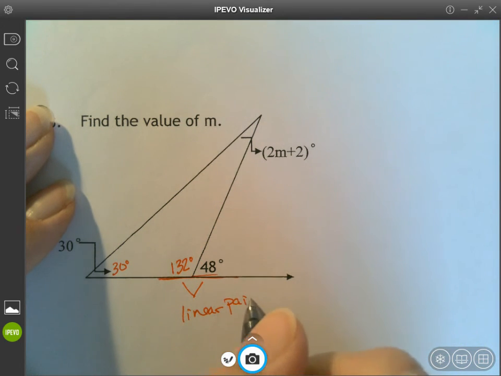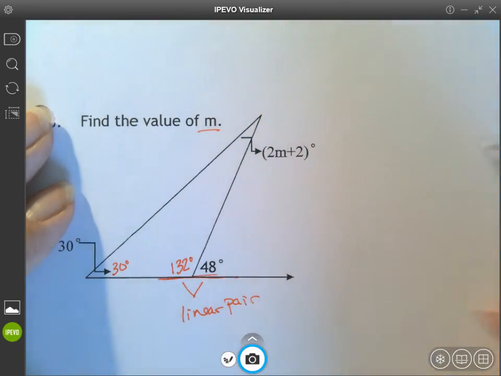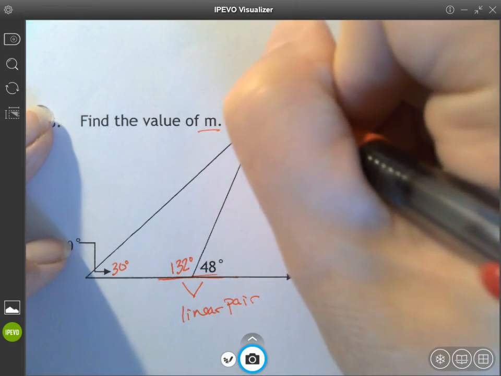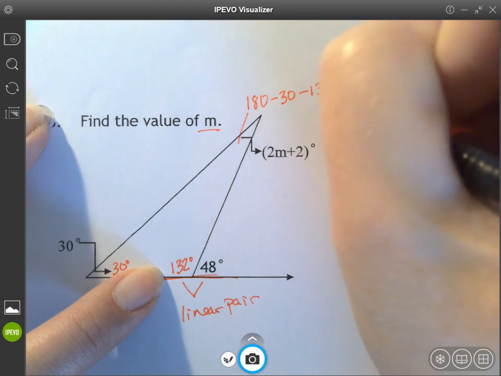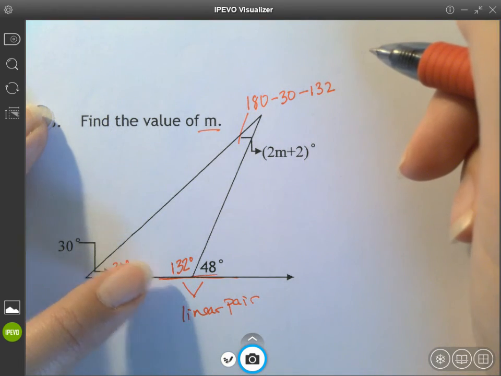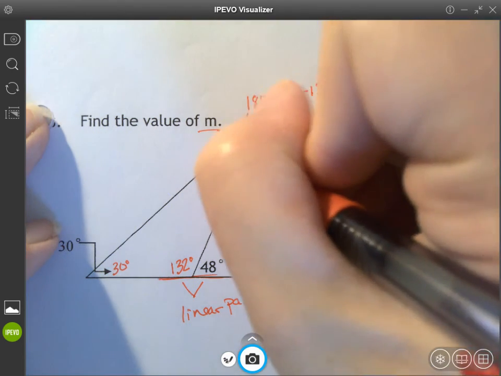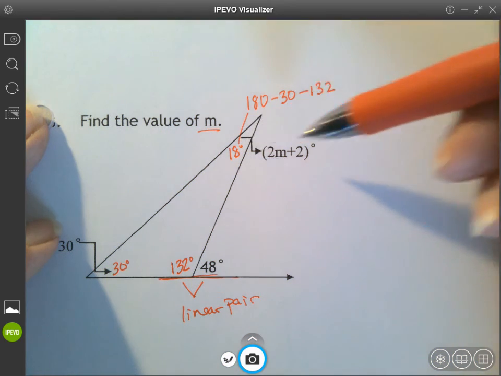Okay, so I don't know M yet, but I do know what the angle is. So look at this. I know to find the angle measure, I would take 180 minus 30 minus 132. And you said I get what? 18. Are you sure it's not? Yeah, it is 18, isn't it? Okay. Now, that's not what they wanted, though. So we're taking it one step further. They're telling us to find M.